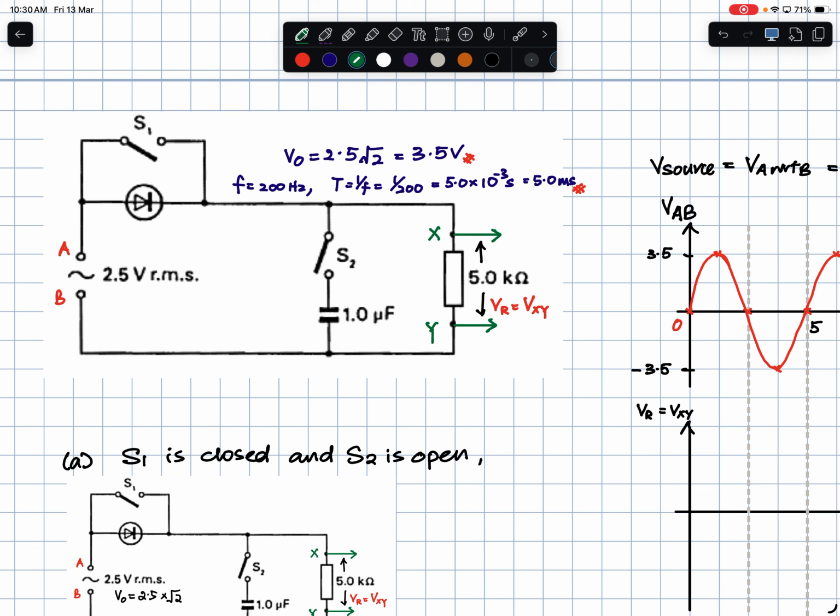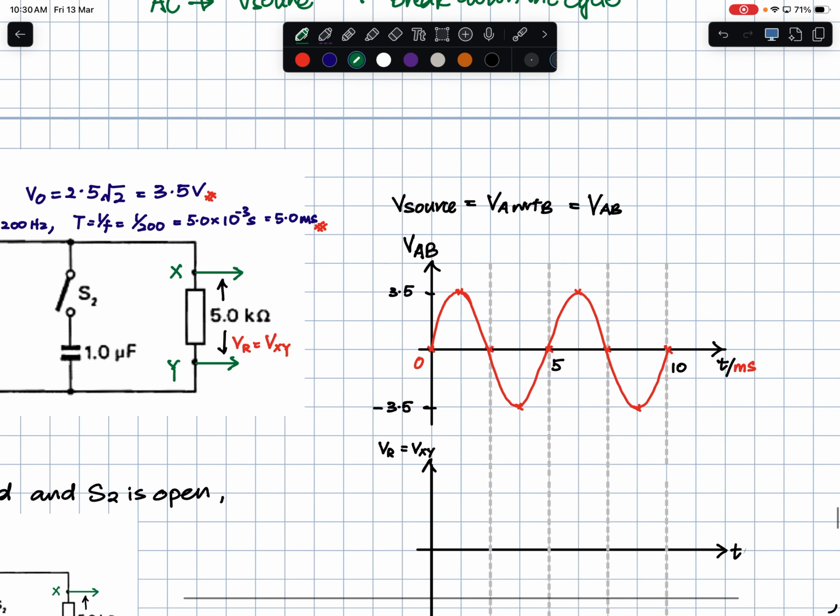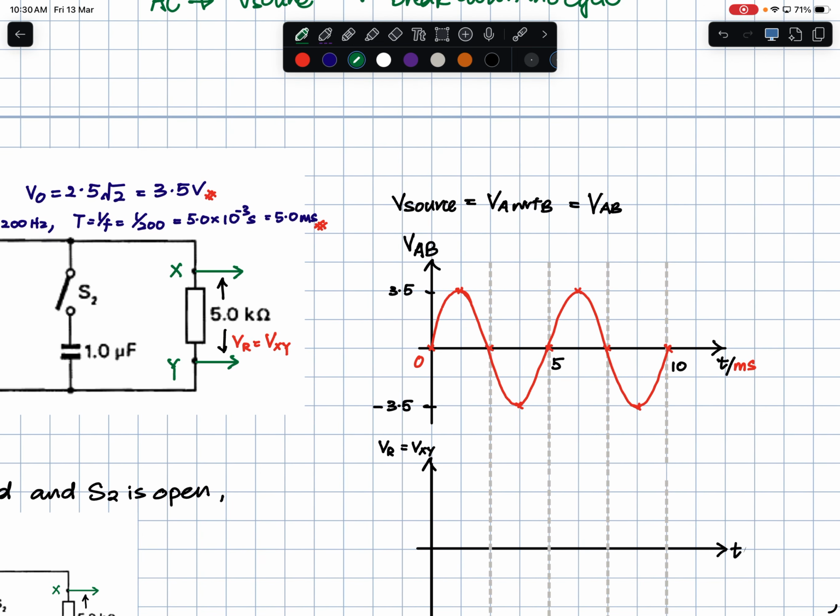But I'll be even more specific. I will name it the potential difference of A with respect to B, and I call it VAB. So if it is positive, that means A is positive with respect to B. And if it is negative, it means A is negative with respect to B. Alright, so you can see the first half of the cycle.